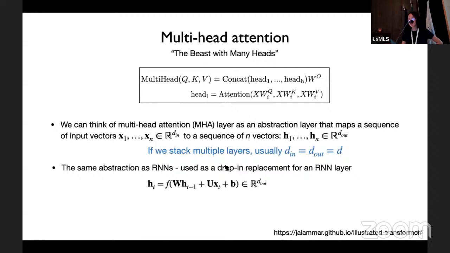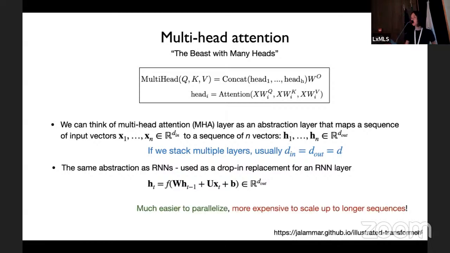And this has the same abstraction as recurrent neural networks. Recurrent neural networks also take in a sequence of vectors and output a sequence of vectors. The multi-head attention layers have the same abstraction. They can also convert a sequence of vectors to another sequence of vectors.